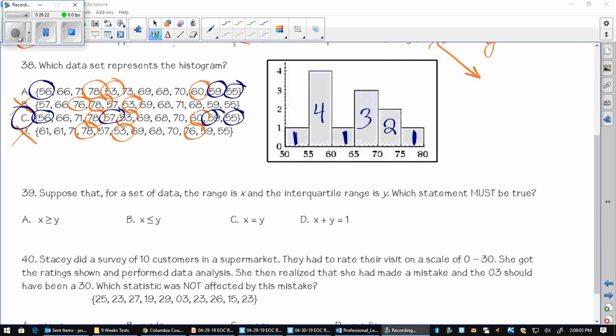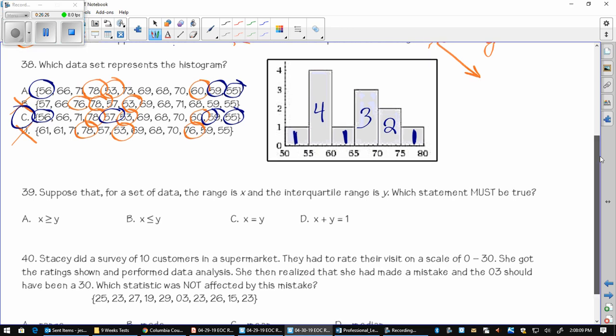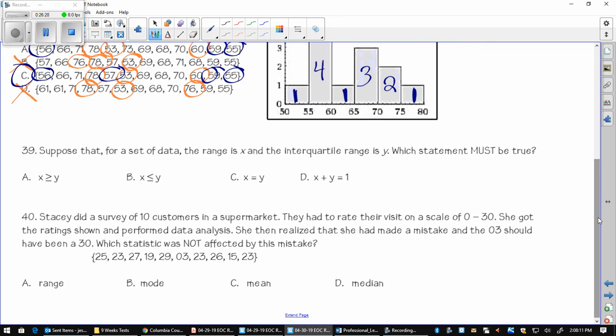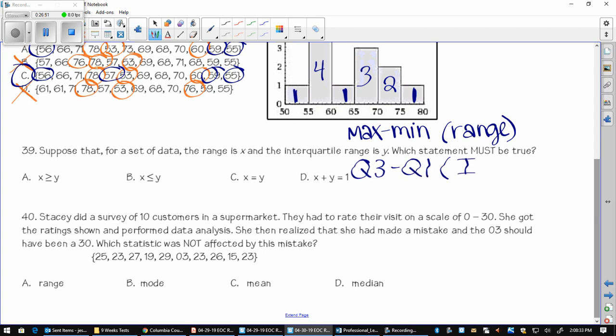Okay, for 39, it says suppose that for a set of data, the range is X and the interquartile range is Y. Which statement must be true? So remember, range is max minus min. So range is usually going to be a pretty large number because it's the largest number minus the smallest number. So that's my regular range. Interquartile range is Q3 minus Q1. That's my interquartile range.